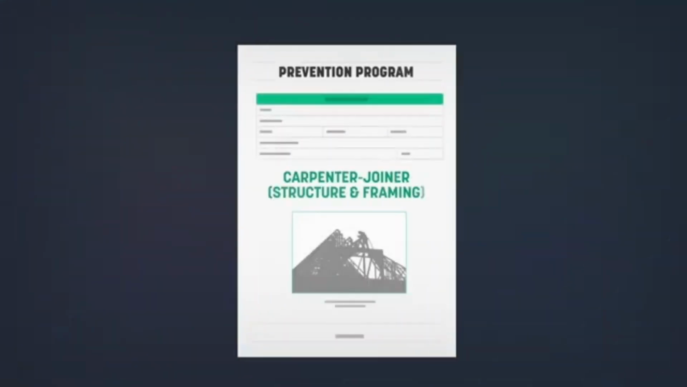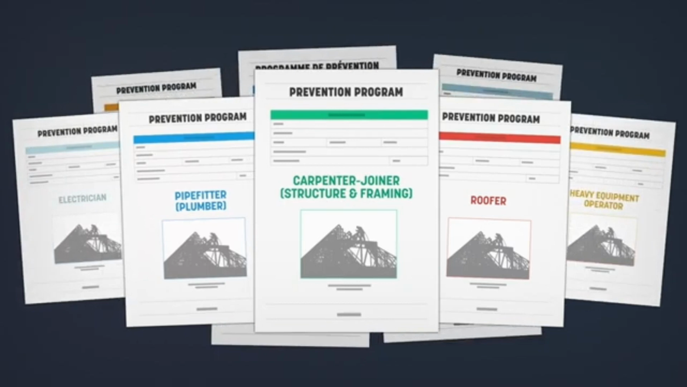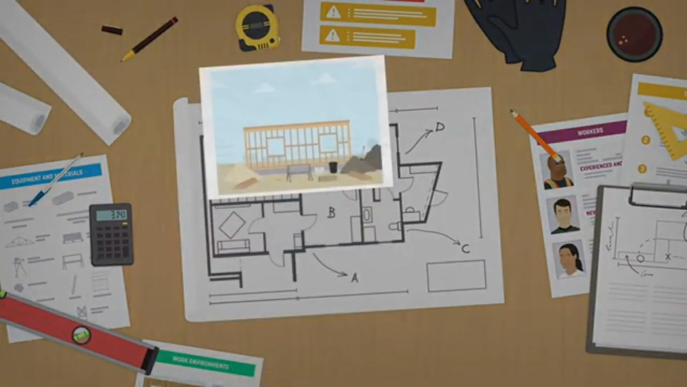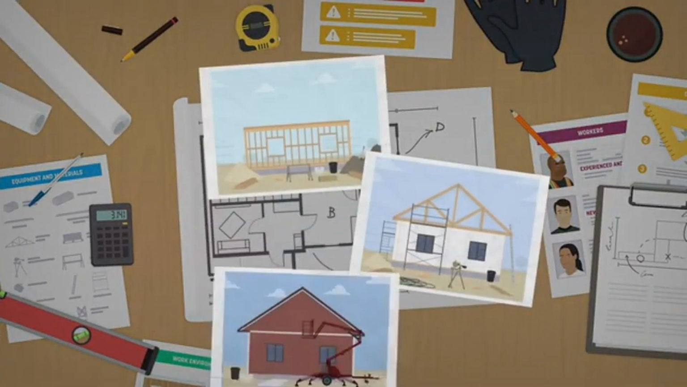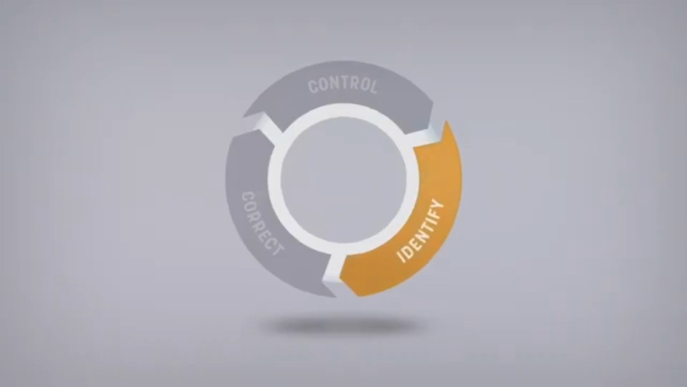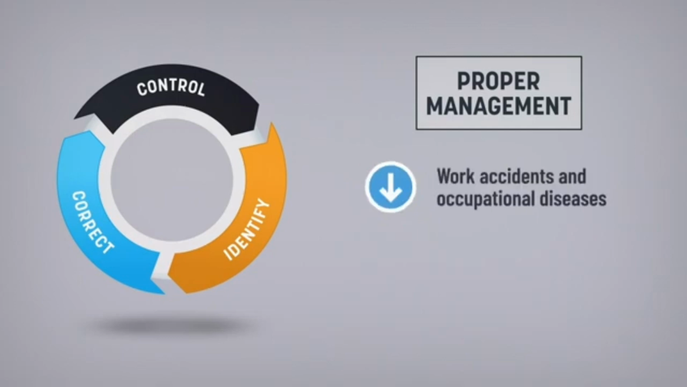The prevention programs provided by the APCHQ are indispensable when it comes to planning a safe and secure job site. But remember, every job site is unique, and workplace hazards can change and evolve as construction progresses. That's why it's important to follow the Identify, Correct, Control process to ensure proper management of occupational health and safety. This will help reduce work accidents and occupational diseases and increase productivity.